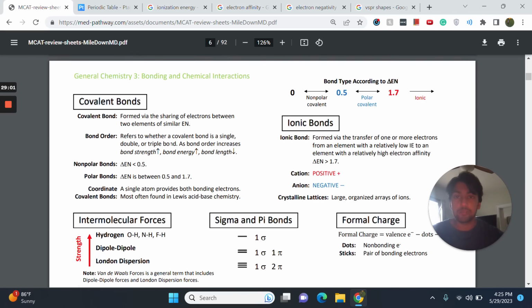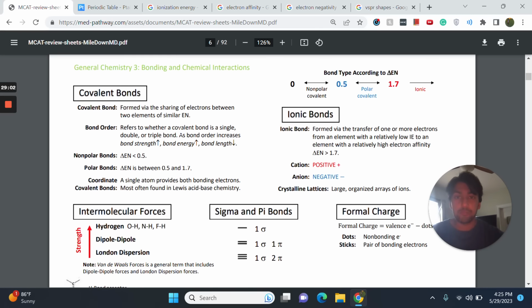Bond order is pretty self-explanatory, but if you have a bond order of 2, that means you have 2 bonds, a double bond. The more the bond order increases, i.e. a double bond or a triple bond, the greater strength it has, the greater energy, and the less length. So the atoms are going to be closer together. A triple bond actually holds the two atoms pretty close together.